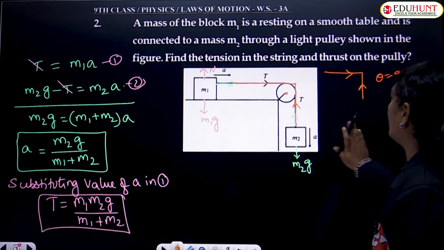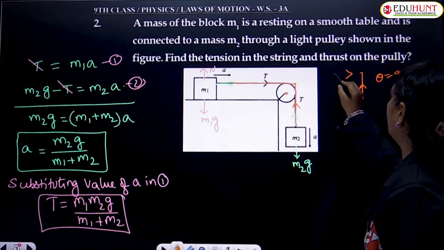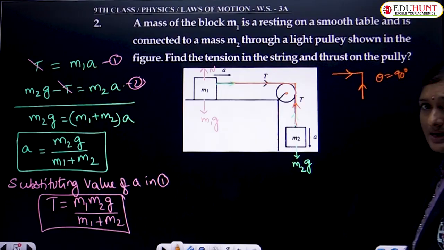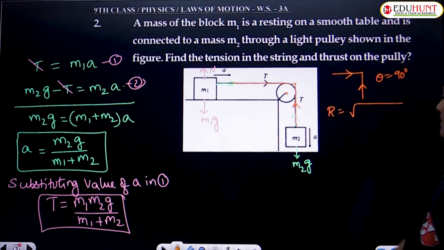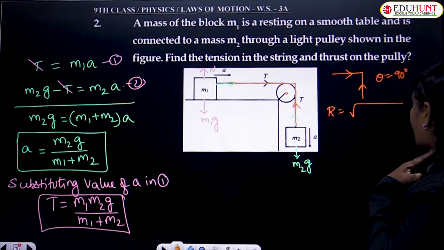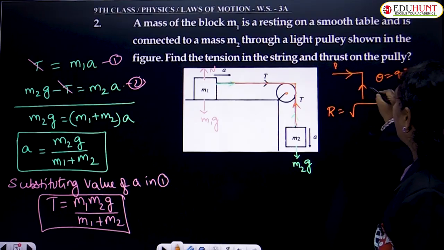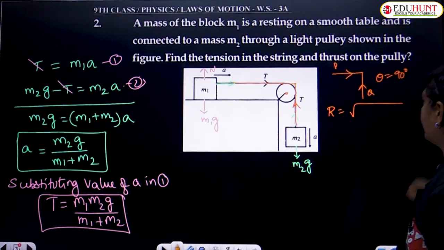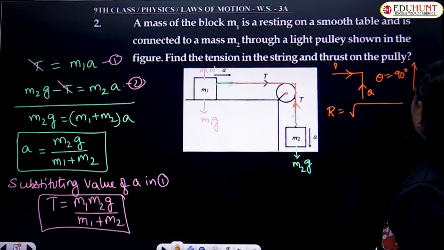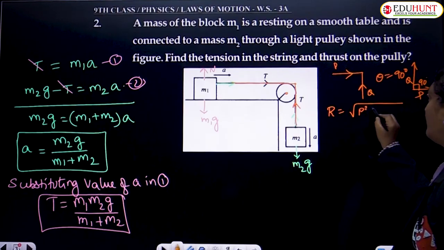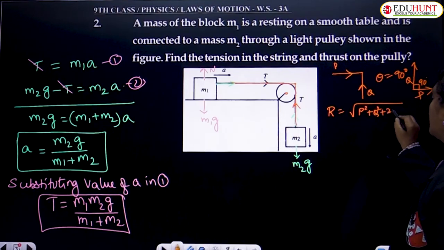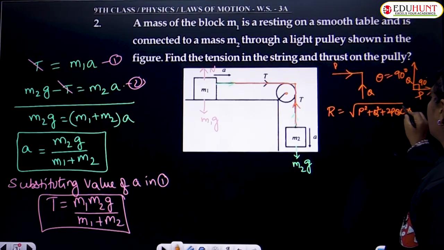So with the help of the concept of vectors, you already learned that if two vectors are acting perpendicular, then the resultant is given by root over, okay, two vectors, if you consider the two vectors as P and Q acting at an angle of 90 degrees direction. This is Q and here it is P. Two vectors are acting at an angle 90 degrees. Then the resultant is given by root over P square plus Q square plus 2PQ cos theta.